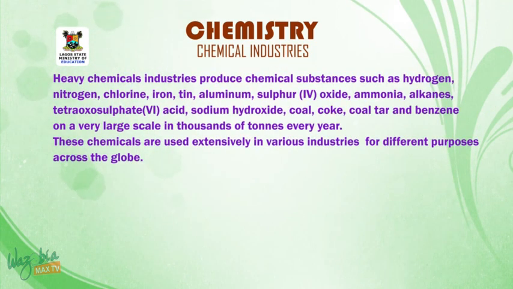Heavy chemicals industries produce chemical substances such as hydrogen, nitrogen, chlorine, iron, tin, aluminum, sulfur(IV) oxide, ammonia, alkanes, tetraoxosulfate(VI) acid, sodium hydroxide, coal, coke, coal tar, and benzene on a very large scale in thousands of tons every year. These chemicals are used extensively in various industries for different purposes across the globe.